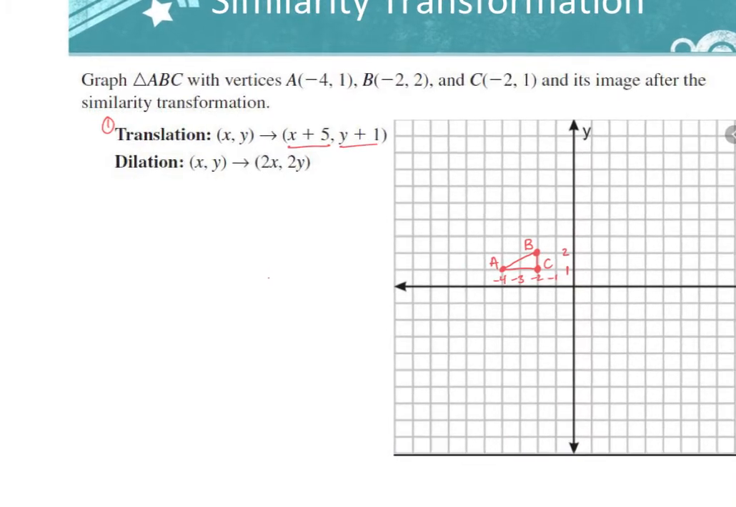But remember, we always want to recalculate our points because we have to perform this dilation afterwards. So let's take a look. A prime, if we add 5 to its x term, is going to be 1. And add 1 to its y term, it's going to be 2. So it's going to be at 1, 2. B prime is going to be at -2 + 5, which is 3, comma 3. C prime is going to be at 3, comma 2.